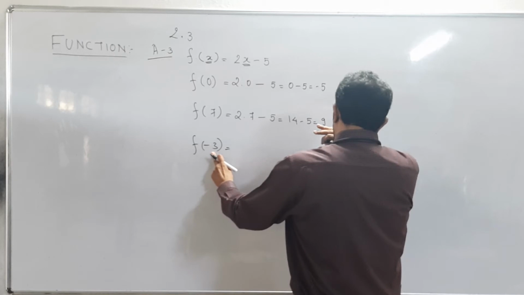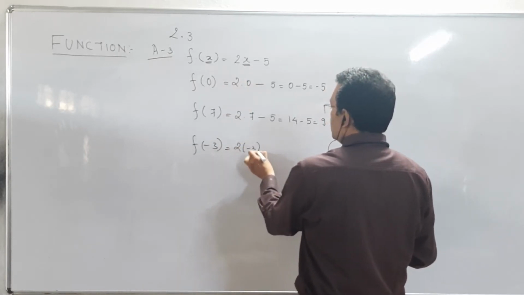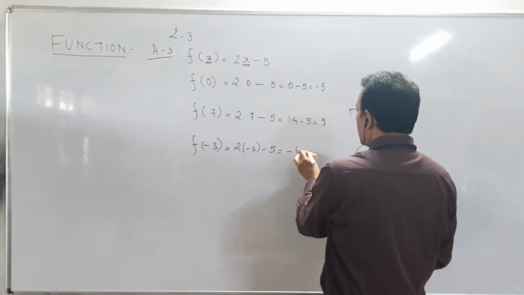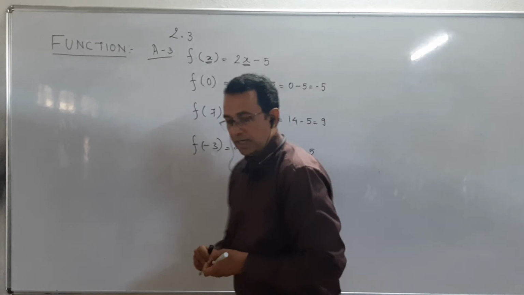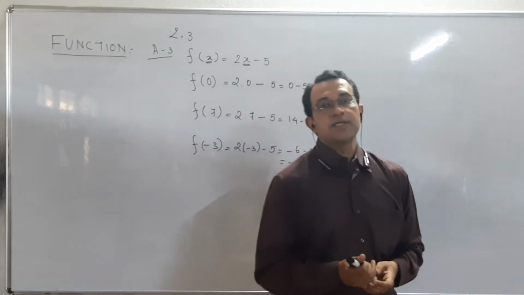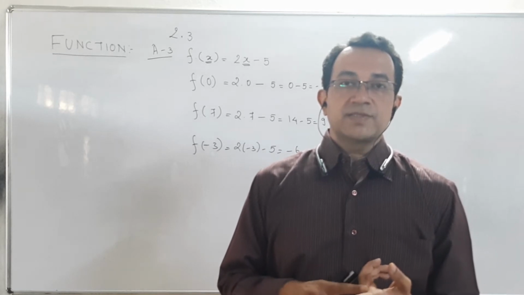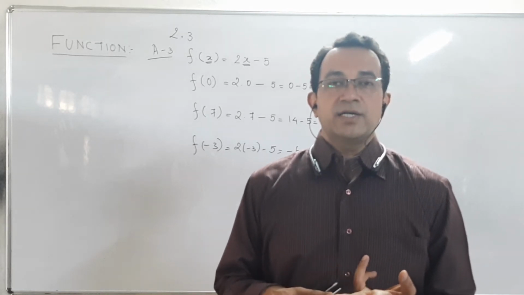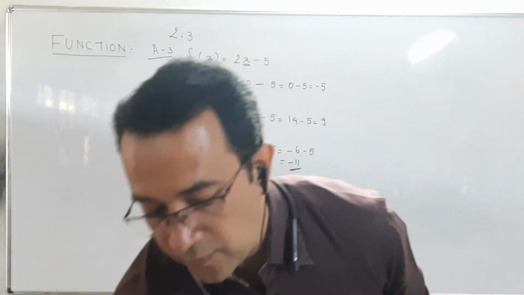Then, f(-3), replace x by -3. 2 into -3 minus 5. Minus 6 minus 5. So the answer is -11. Minus 6 minus 5, students. So the answer is -11. That's all, students. Now let us do the fourth sum.